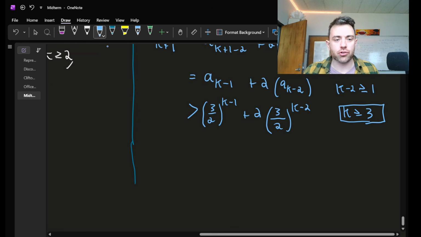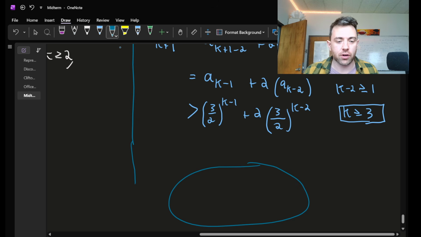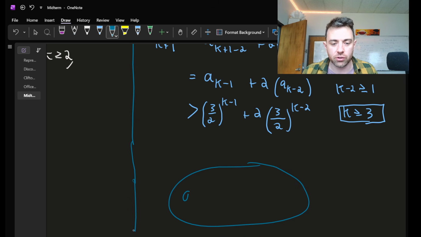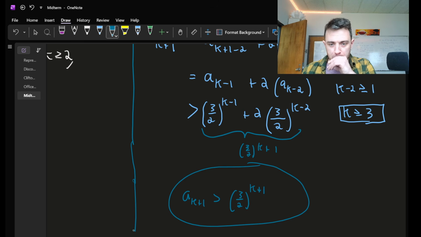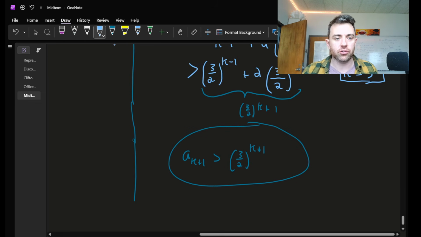Ultimately, we're trying to show, again, it's a very good thing I'm doing this over here in rough work, right? I wouldn't want the grader to think that I'm assuming the thing I'm trying to prove. We're trying to show that this is bigger than 3 over 2 to the k plus 1. So it would be enough if I could just argue that this stuff was bigger than 3 over 2 to the k plus 1. That would be enough, right? So how can I try and put all of this in common terms and argue that?